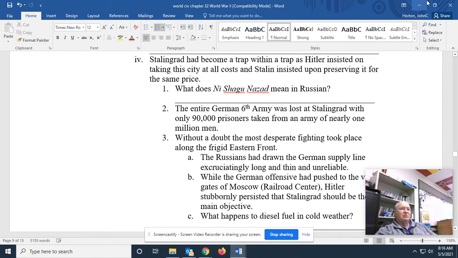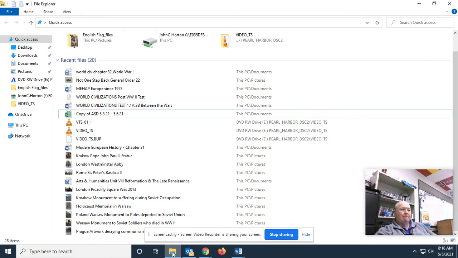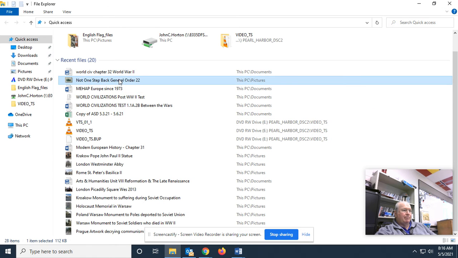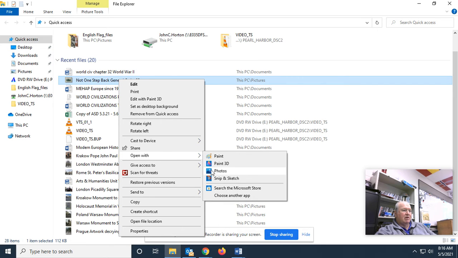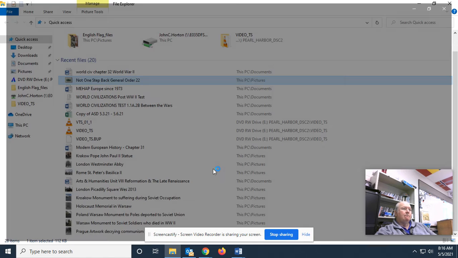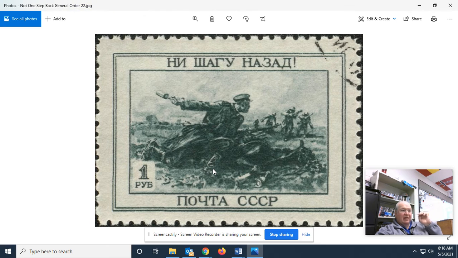Let's look at a picture, shall we? That I'll find in one second. And here it is. This is a Russian commemorative stamp of the era. And that right there means Nishagu Nazad. Literally translated, not a step back.